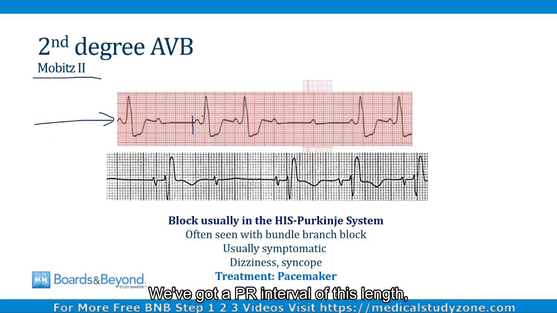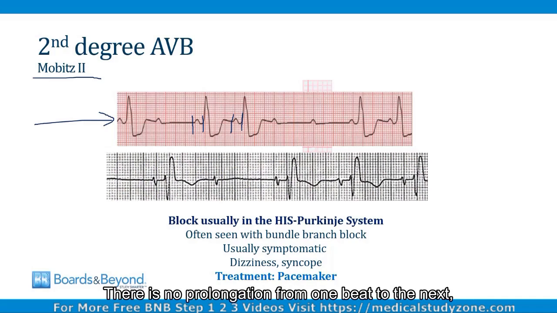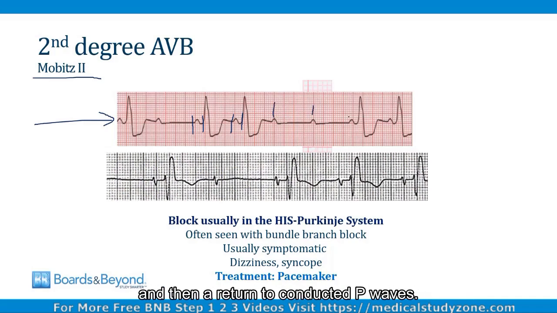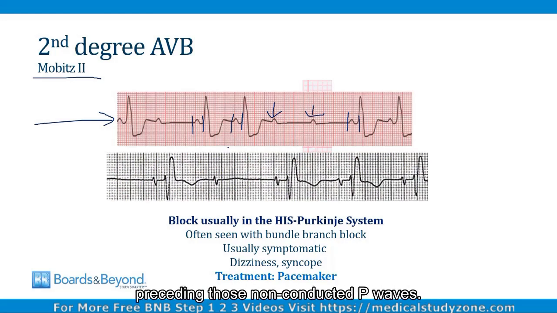We've got a PR interval of this length, and then we've got another PR interval of the same length. There's no prolongation from one beat to the next. And then we have two drop beats in a row and then a return to conducted P waves. So this is the hallmark of Mobitz type 2. You've got non-conducted P waves without a steady prolongation of the PR interval preceding those non-conducted P waves.